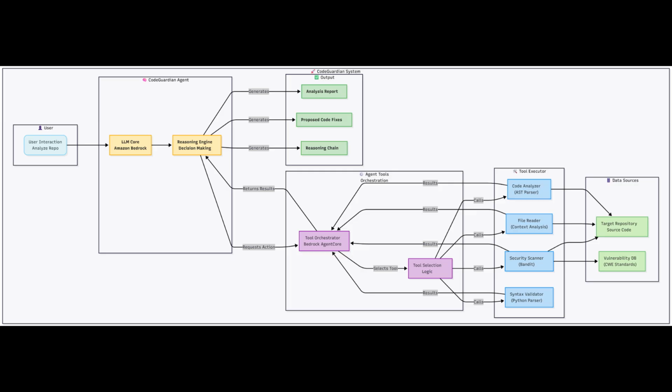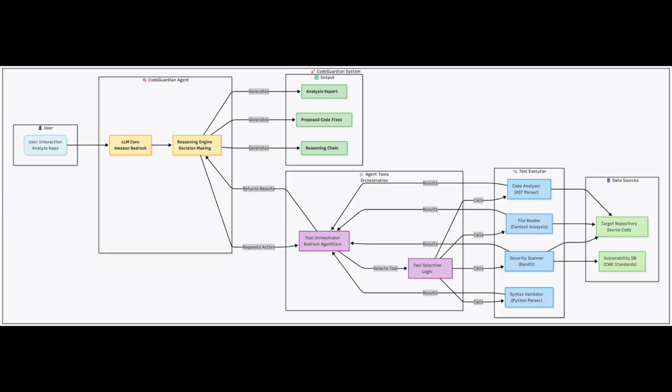This diagram illustrates the architecture of Code Guardian, our autonomous code remediation agent. The process begins on the left when a user requests an analysis of a code repository. This request goes to the Code Guardian agent, the core of which is the LLM core powered by Amazon Bedrock. Inside the agent, the reasoning engine makes decisions about how to proceed.